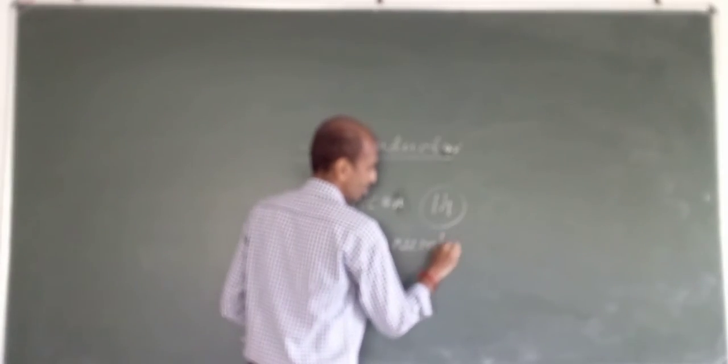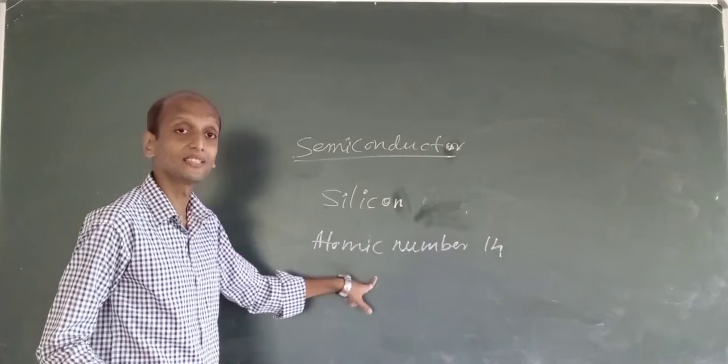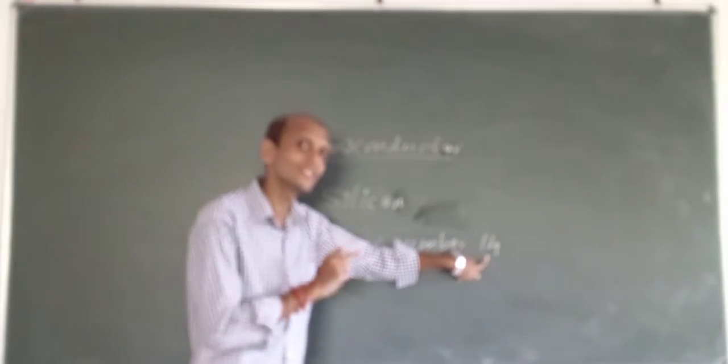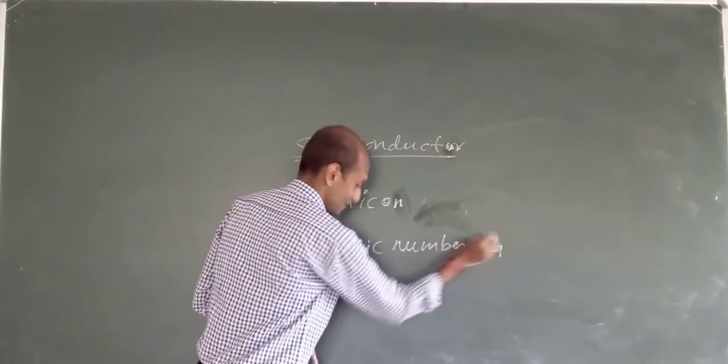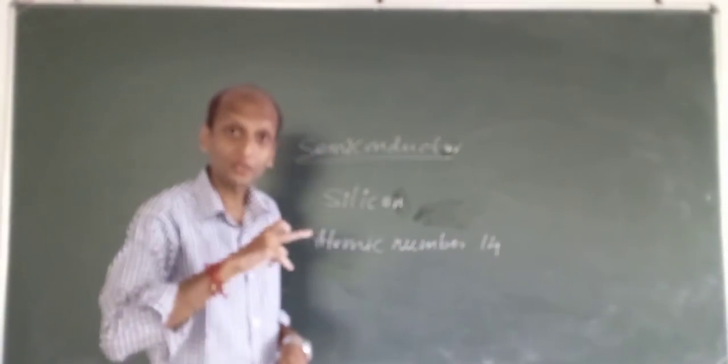Atomic number of silicon is what? 14. Okay, so what information does this atomic number give us? Looking at the atomic number, what idea can we have in our mind? The atomic number tells us about the number of electrons or protons in the particular atom.